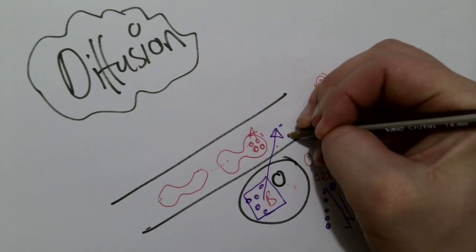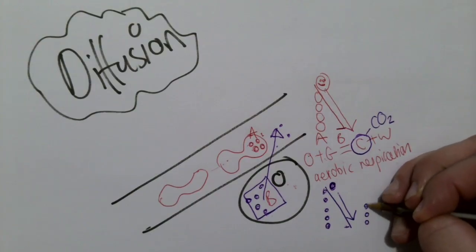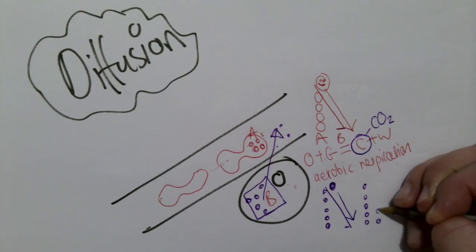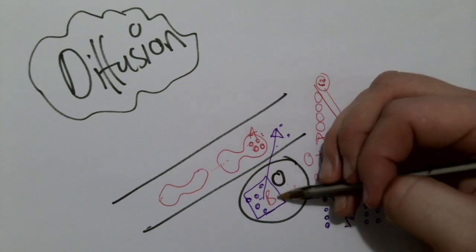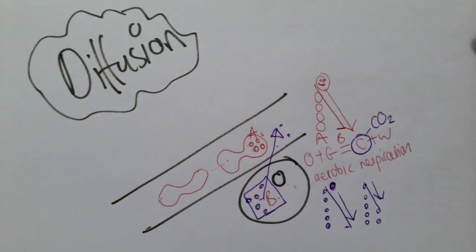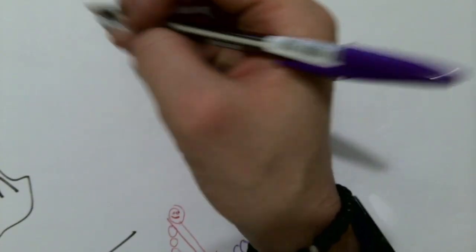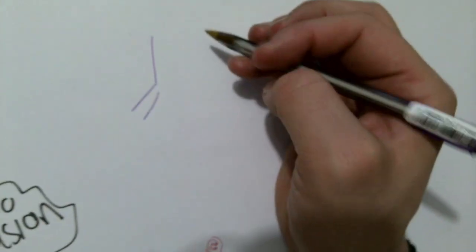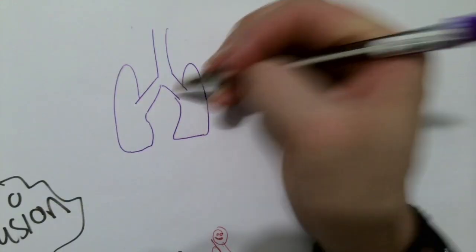Even if we were to put 2 carbon dioxides in there, what we would then have is 1, 2, 3, 4, and 5, and 1 and 2. It still creates the gradient, and so carbon dioxide moves out of the cell into the blood vessel by diffusion. So there's 2 examples, one with oxygen, one with carbon dioxide. Now the other one is, that's my attempt at drawing some lungs.